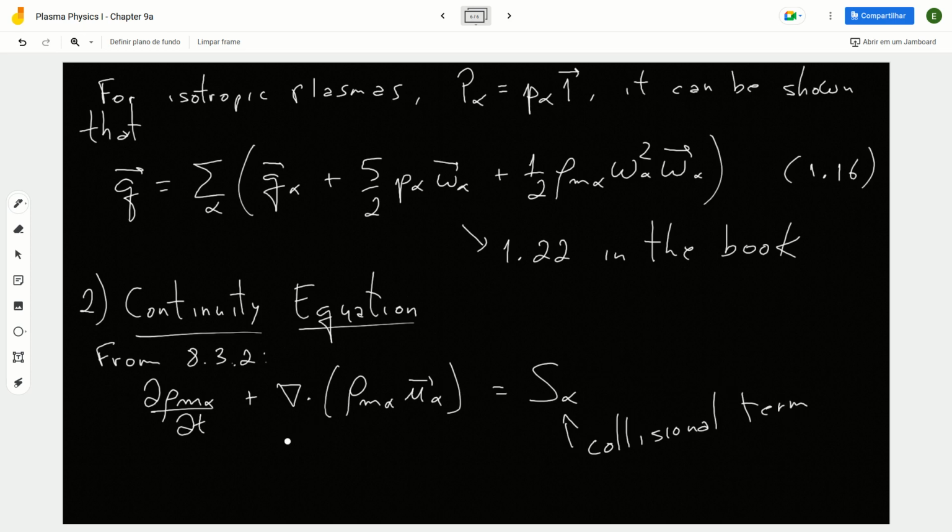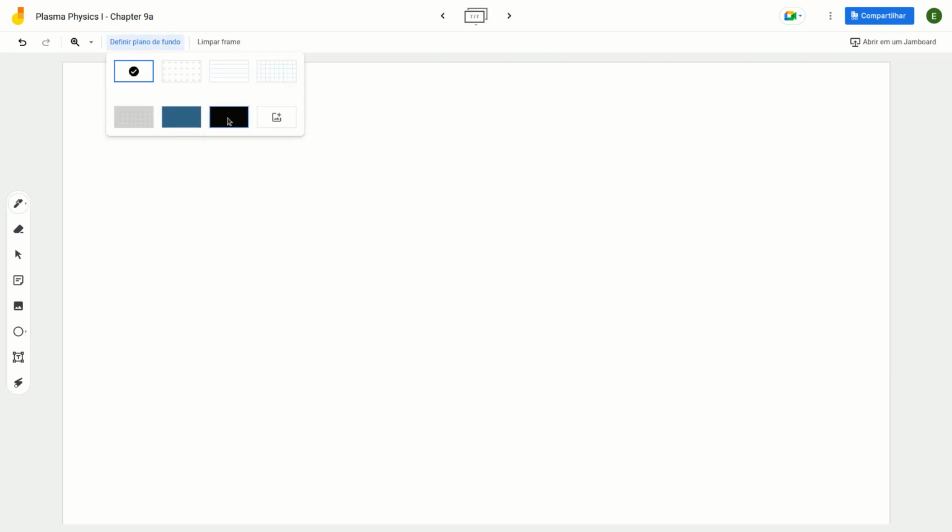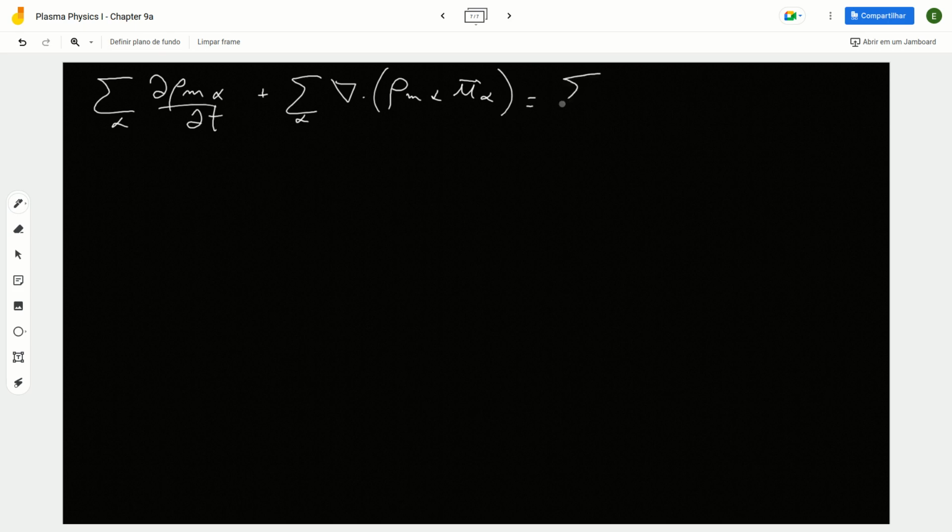Well, we are now summing over all alpha species, right? So what we're going to do is just draw a summation symbol here. But then, if you sum over alpha, you get alpha del m alpha del t plus this, equal to alpha s alpha. Okay, but this is actually 0.